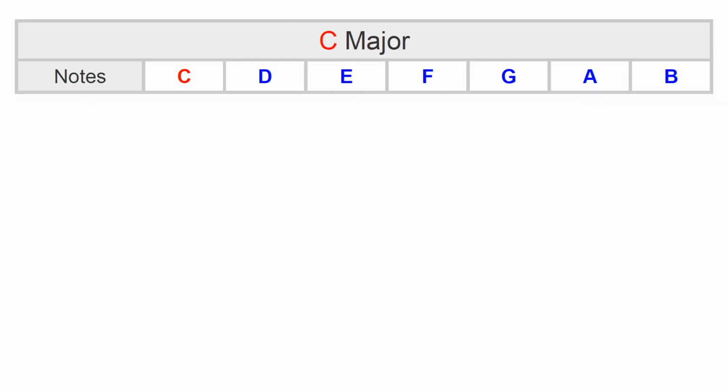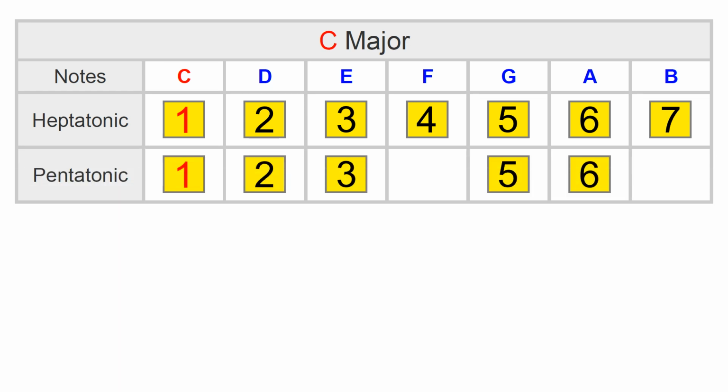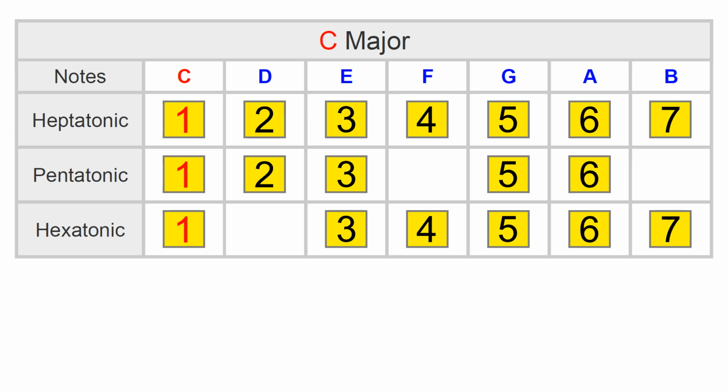For lead accompaniment, most musicians become familiar with two main scale forms, 7-tone or heptatonic, and 5-tone or pentatonic. But we can also use 6-tone or hexatonic patterns as a roadmap for introducing new phrasing ideas and quickly linking up different areas of the neck.